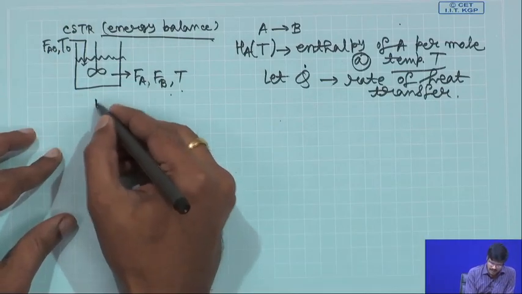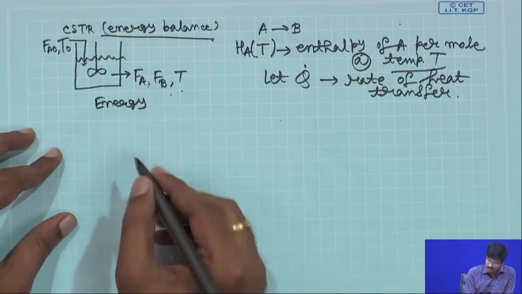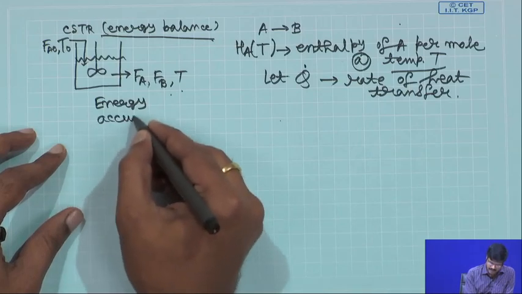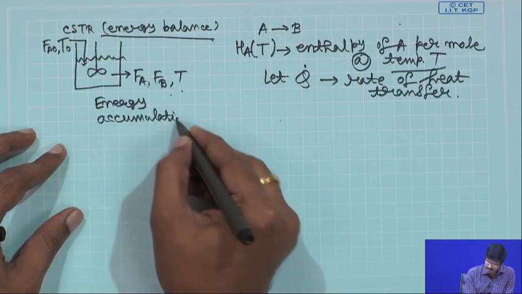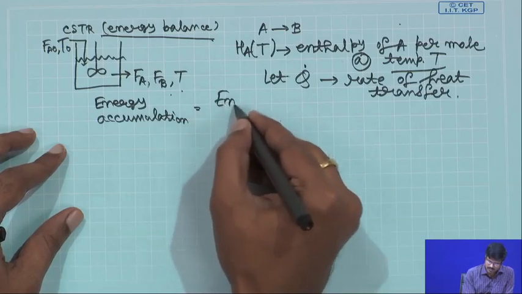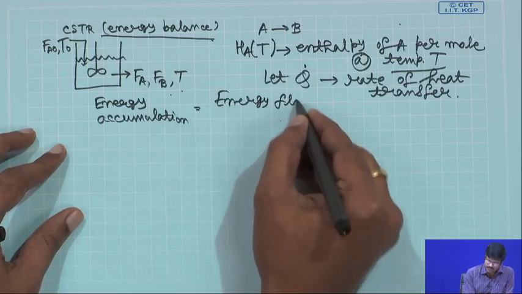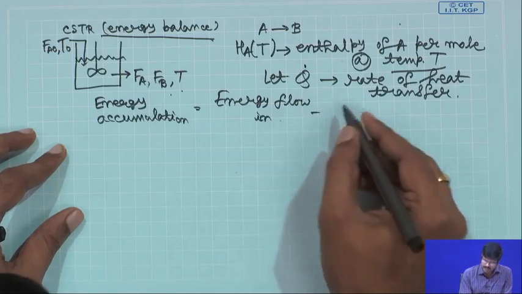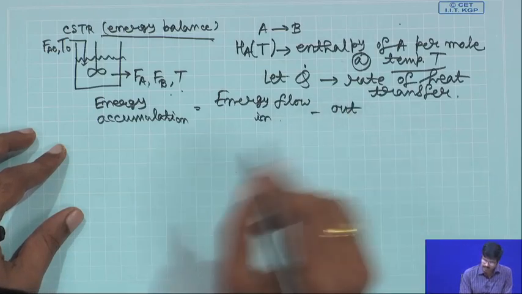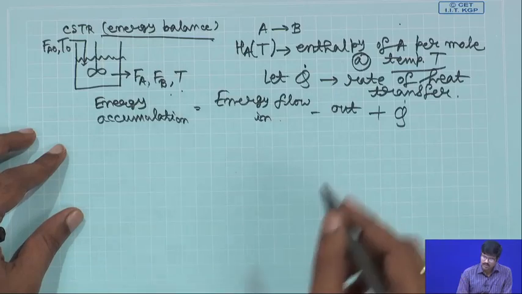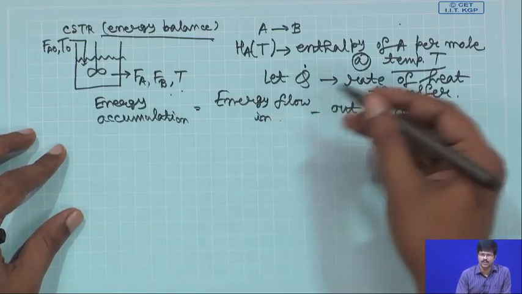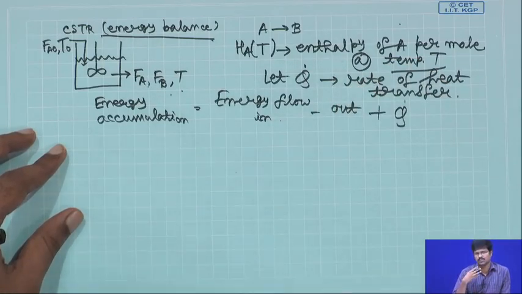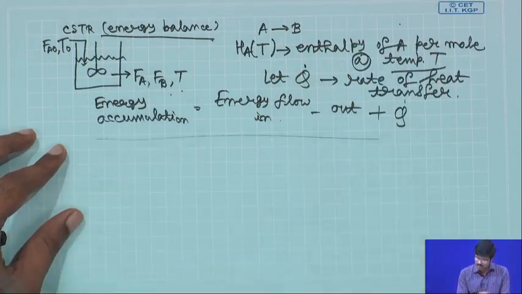Now, we can write down the energy balance as something like this: energy accumulation in the reactor is equal to energy flow in minus energy flow out plus heat transfer. Heat could go inside or it could be taken away. This is your expression.